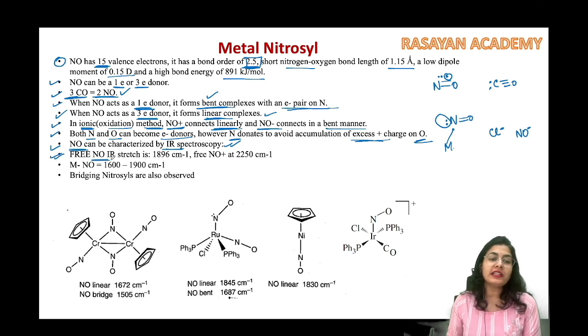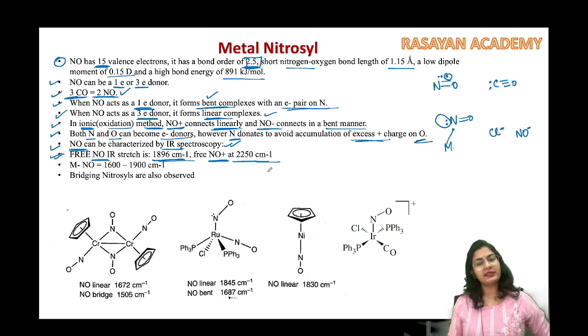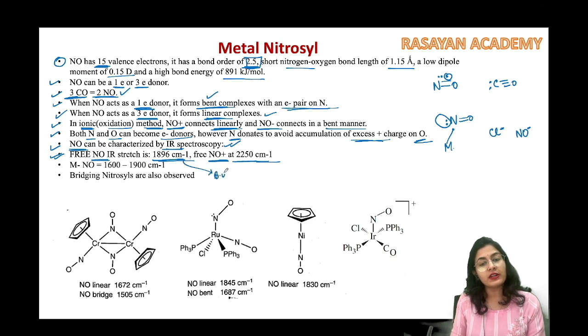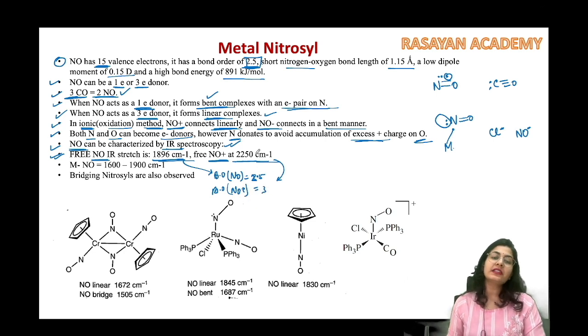The free nitrosyl IR stretching is around 1896 centimeter inverse, and free NO plus is 2250 centimeter inverse. Why is NO like this and NO plus like this? Because here one electron is in an anti-bonding orbital. NO has 1 electron in the anti-bonding orbital, and that's why the bond order of NO is 2.5. But when you remove this 1 electron, the bond order of NO plus becomes 3. That's why the stretching frequency increases for NO plus.